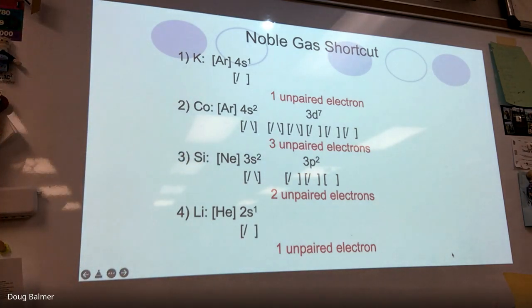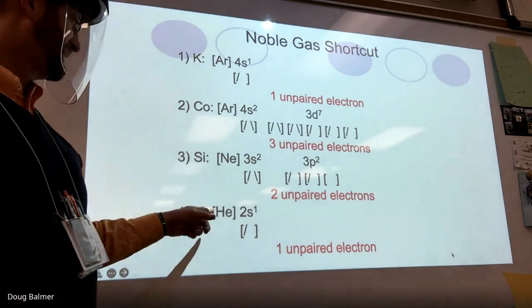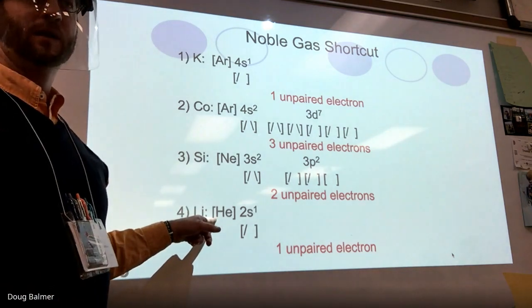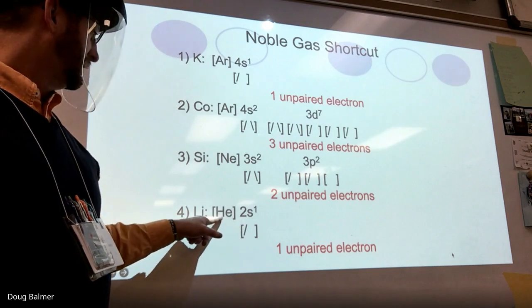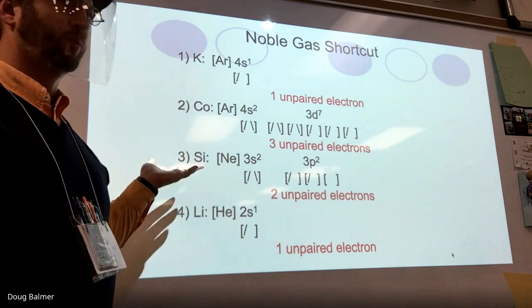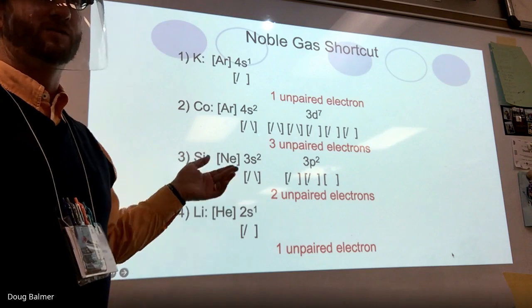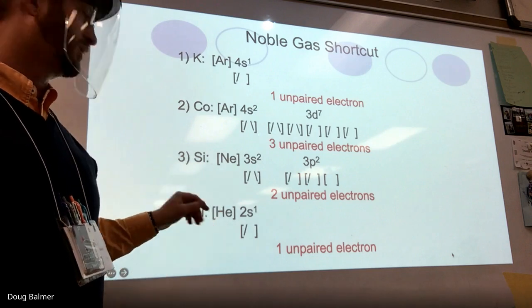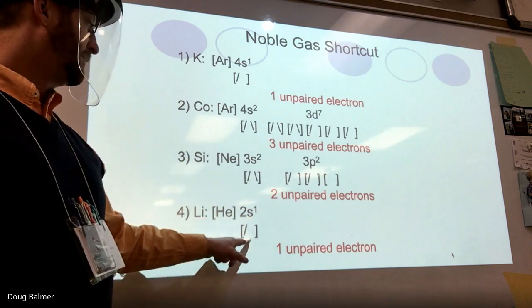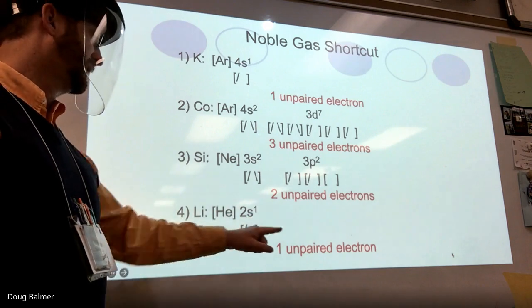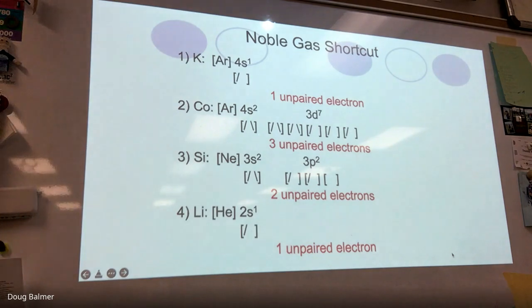All right, and then 4A. Now, technically, this isn't really a shortcut, because bracket He bracket would be 4 keystrokes. Simply, you could just do 1s2, and that would be 3 keystrokes. So it is a shortcut, but it's not really a shortcut. But anyways, this would be the noble gas configuration shortcut. 1 box for the 2s orbital with 1 electron. It's got 1 unpaired electron.